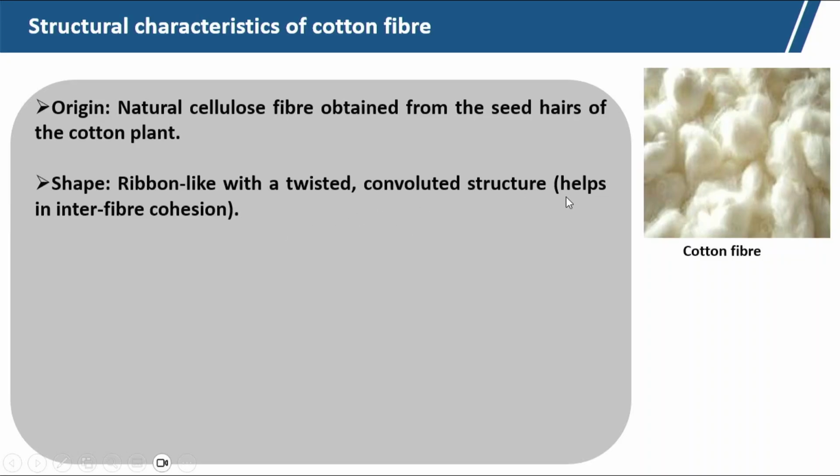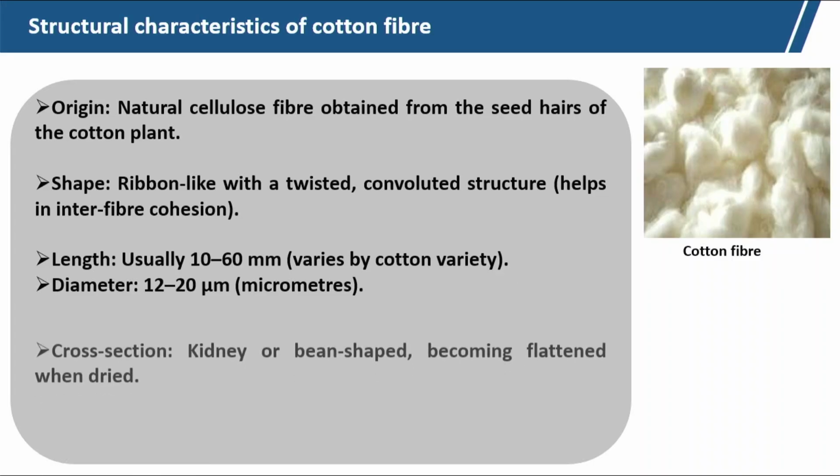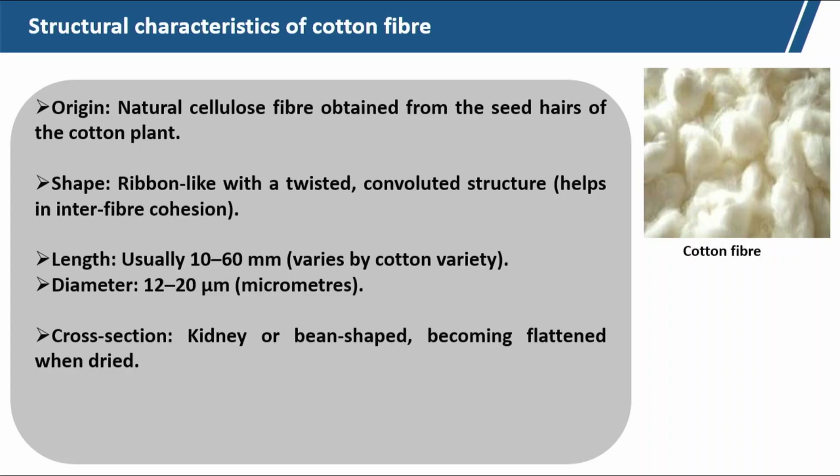Convoluted structure helps in interfiber cohesion, as I have mentioned, it is like a twist or crimp. Length is typically 10 millimeter to 60 millimeter for different varieties of cotton. Diameter is 12 to 20 micron, and cross section is like a kidney shape, or bean shape, becoming flattened when dried.